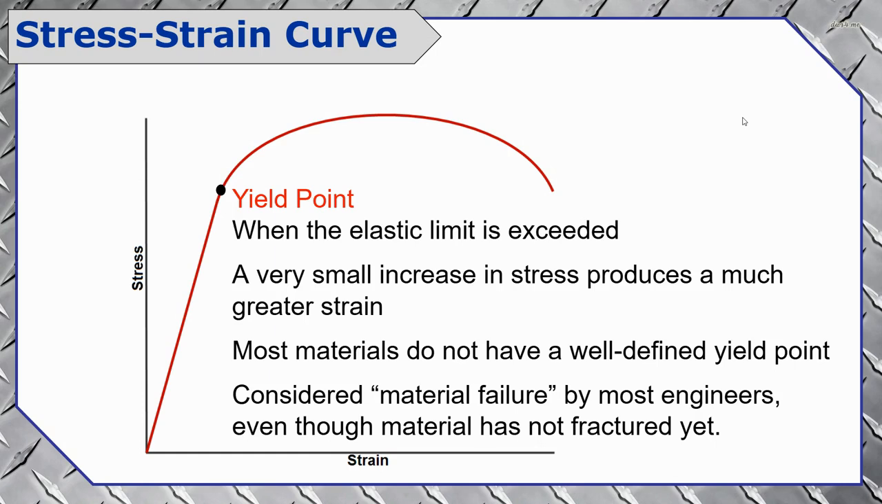This is the point at which an engineer considers a piece of material to have failed. It's important to note, though, that this doesn't necessarily mean that we've fractured. It doesn't mean that the piece of material broke in two. It just means that we have stretched it beyond the point where it's going to go back to the way that it was. So in engineering terms, this is what we call failure.